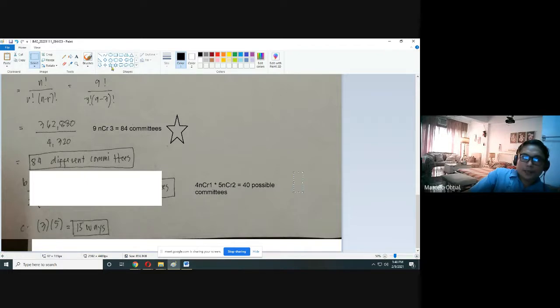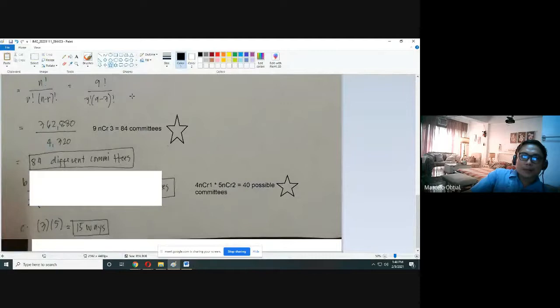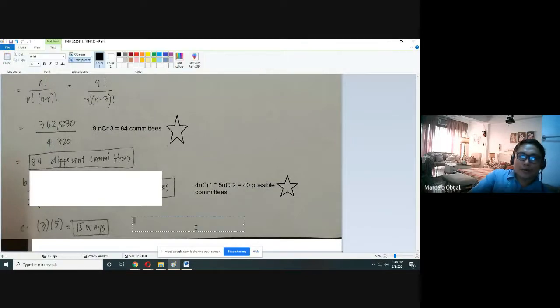Letter C. Tatlo pa rin yung kukunin na tao, no? But kulang yung solution niya actually. Mayroon ditong assumption that a certain man must be there all times. Dalawang lalaking kailangan natin, isang babae. So, para ma-assure mo nandyan always yung lalaki na yan, kukunin mo siya palagi. So, ibig sabihin, 1 NCR 1. Remember, yung R dito, yung sa huli, is slot. Yung first na number dito, yung pagpipilian mo. Para sure ka na siya talaga palagi, tanggalin mo na siya.